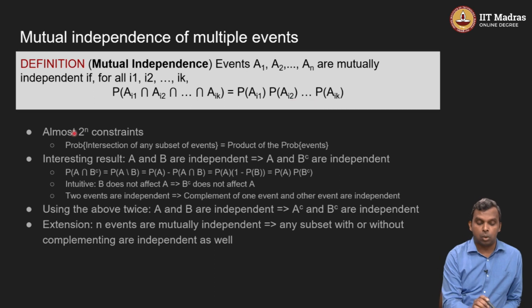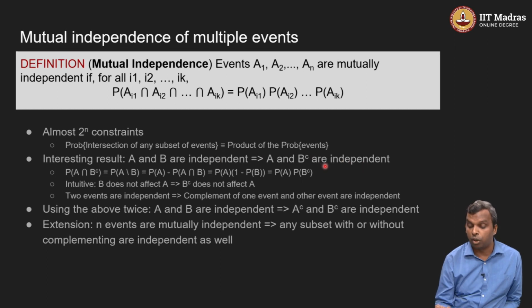Okay. So, there are a lot of constraints here, the 2 to the n constraints. If you think about it, maybe a little bit lesser than that, but still a lot of constraints. So, there's a whole bunch of things to check. Okay. But here's an interesting result. I want to point this out. I won't go into the depth of proving these things. There is a proof here. I won't describe that. So, if A and B are independent, it turns out A and B complement are also independent. This you can prove.